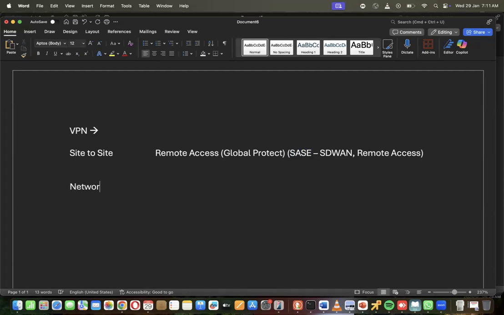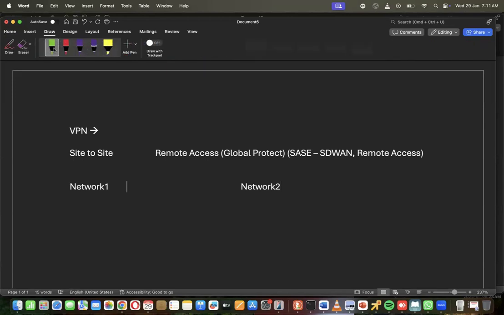Basically, you have two networks, network one and network two, and you are trying to establish the connection between these two via a firewall or a router, could be anything, right? So this gateway connects to the internal network, and this gateway connects to the internal network, and you have the internet.